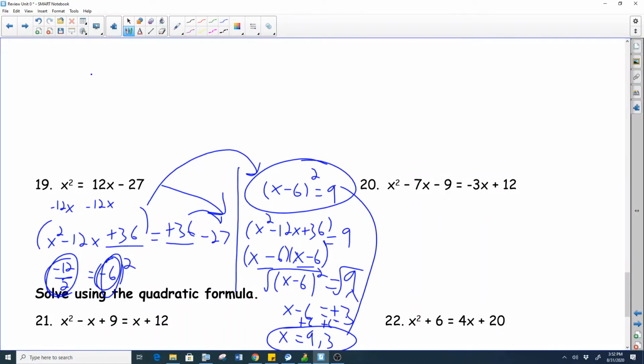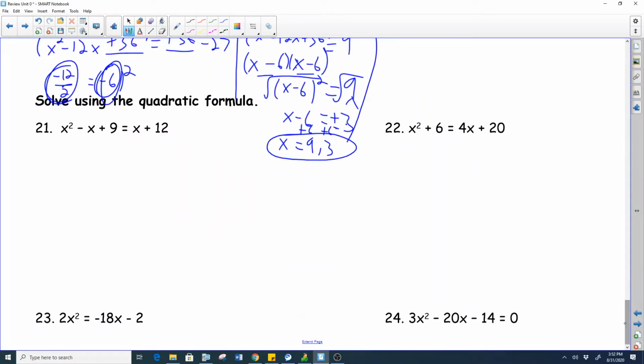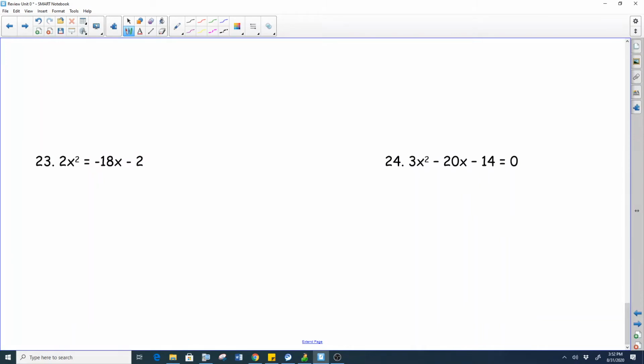Okay, last but not least, quadratic formula. If you're struggling on quadratic, definitely come see me or Google Meet with me. And also watch my notes video again, because I do a quadratic problem on there.